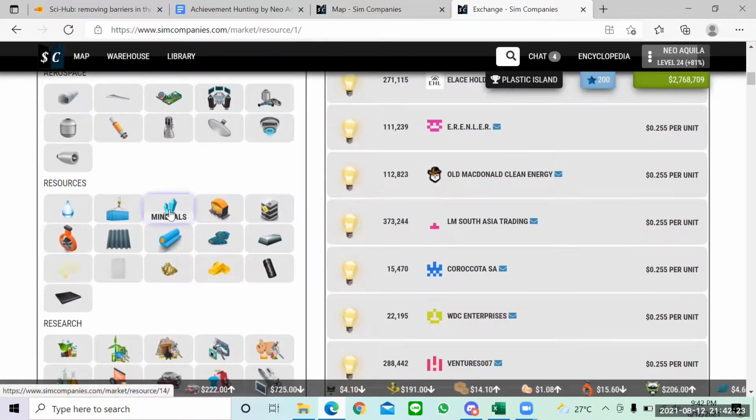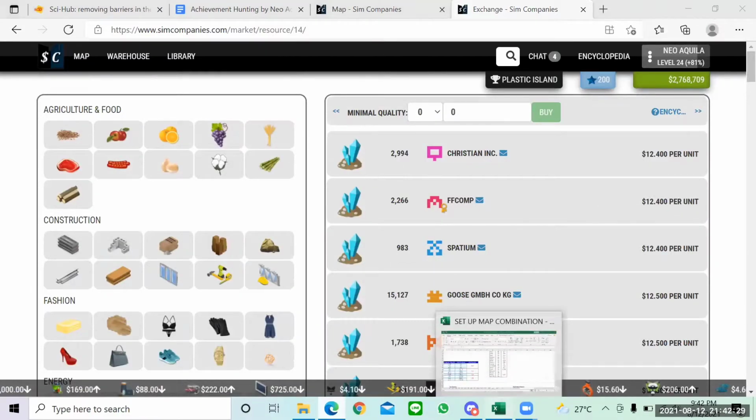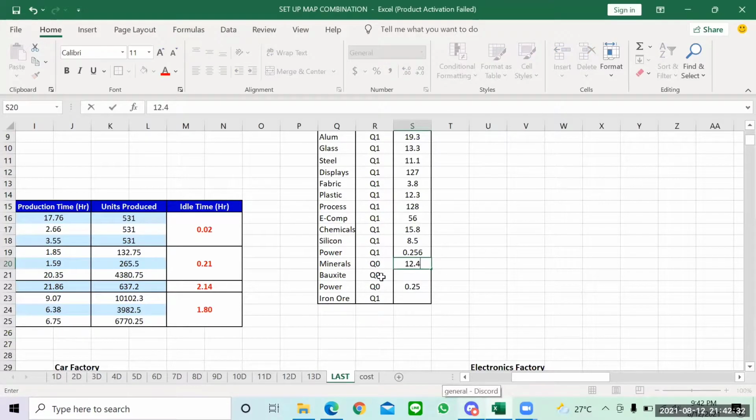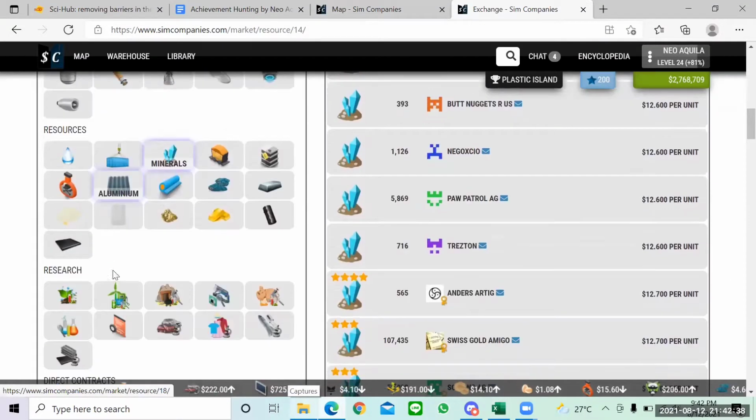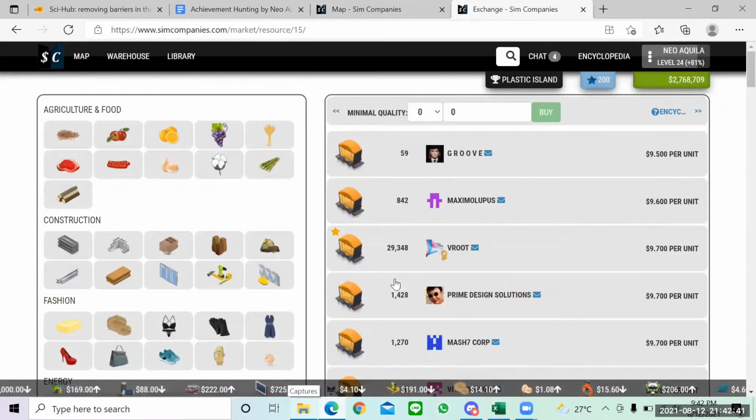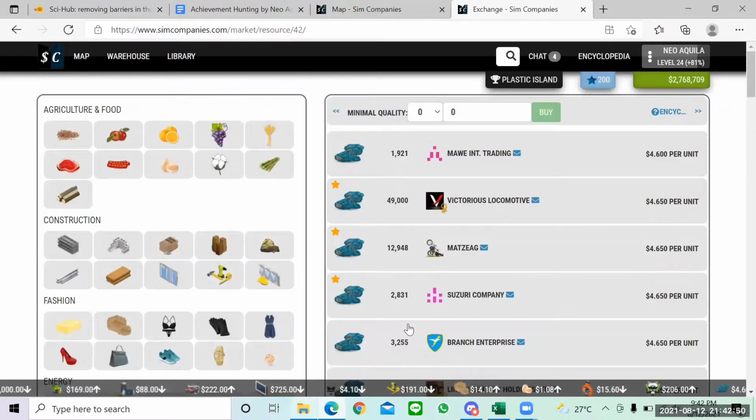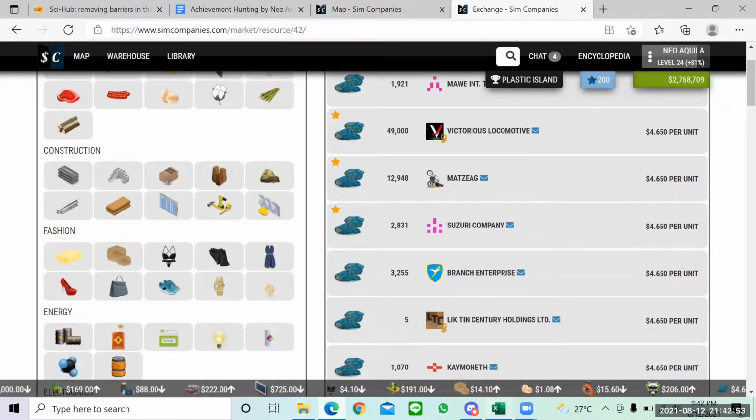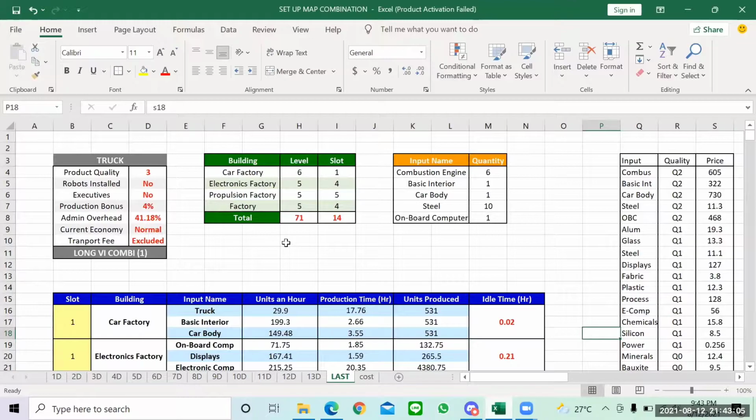Wait, we need to, okay, 12.4. Need to put the price first. And now bauxite, quality 0, 9.5. Please remember that. And now iron ore. Okay, 4.65, 9.5, and 4.75. Okay, it's finished.